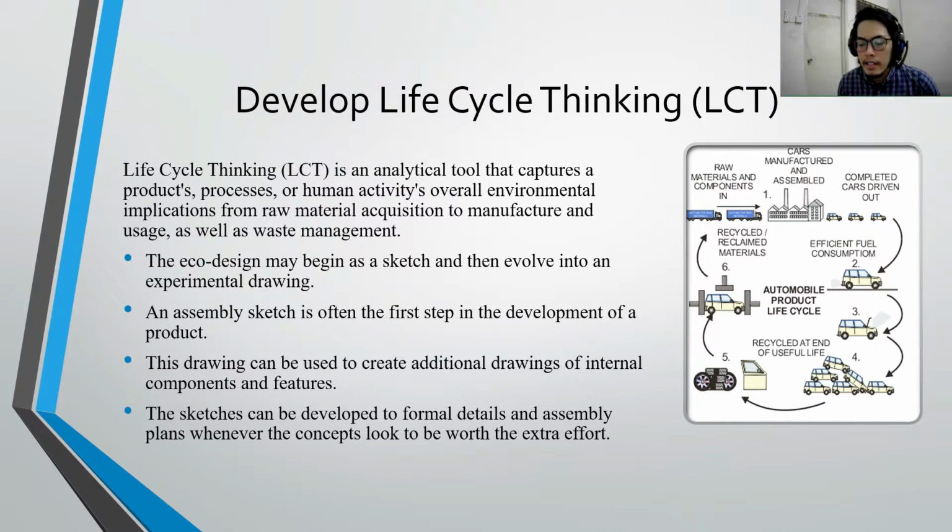Life cycle thinking is an analytical tool that captures a product's process or human activity overall environment implication from raw material acquisition to manufacture and usage, as well as waste management. The eco design may begin as a sketch and then evolve into an experimental drawing. An assembly sketch is often the first step in the development of a product. This drawing can be used to create additional drawing of internal components and features. The sketch can be developed to formal detail and assembly plan whenever the concept looks to be worth the extra effort.